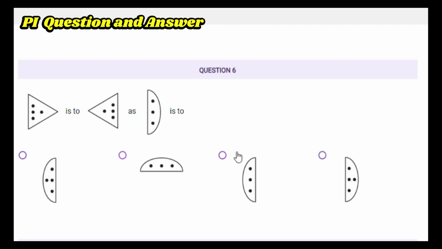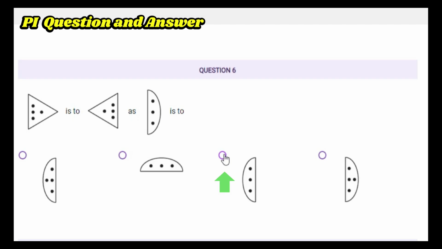We are asked to find its mirrored equivalent, just like the triangle pair. So we need to look for a mirrored half-circle flipped left or right that also has 3 dots arranged the same way, but mirrored. Correct answer: the third option from the left.